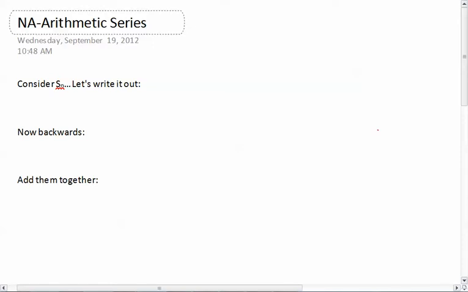Alright guys, so I wanted to take a little bit of time to talk with you about arithmetic series. We already know what an arithmetic sequence is. It's a sequence that has a common or constant difference, that as you progress from one step to the next, it always has the same difference. So now let's look at how that is associated with the series.